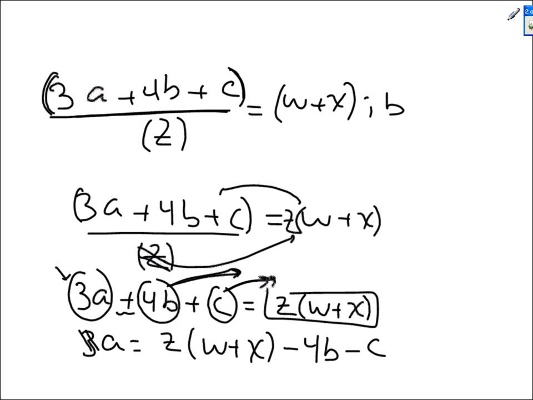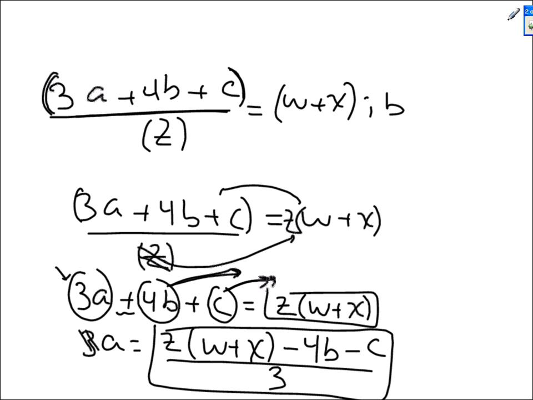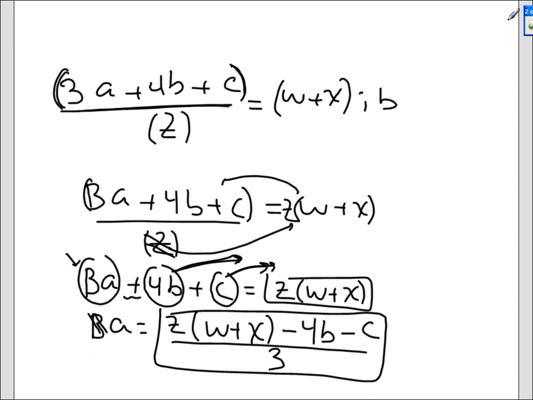The 3 just goes on the bottom. Divide both sides by 3. And there's the answer. Now, if this 3 instead was a capital B, which is different than little b, then you just divide by big B. Just divide by B.